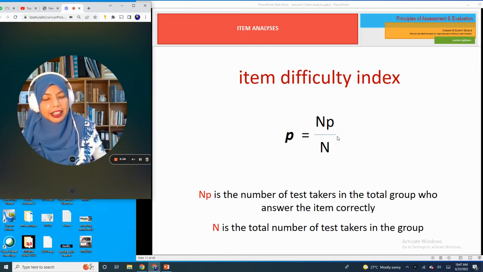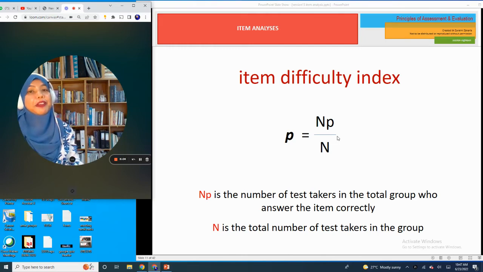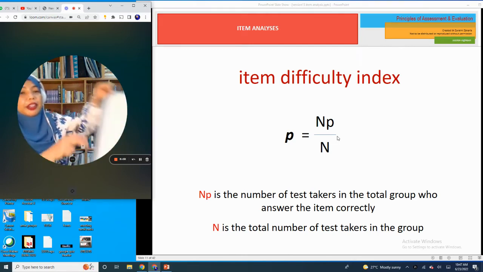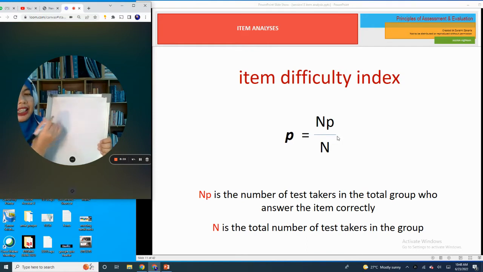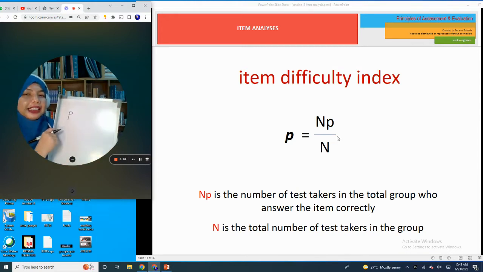Okay, so now let's get our feet wet and start calculating the item difficulty index. The notation is P and not D, because D is reserved for item discrimination. Remember, we calculate item difficulty index by individual items. So if you administer a test that consists of 40 multiple choice questions, you have to calculate 40 difficulty indices, one index for every item. So 40 items, 40 different indices.